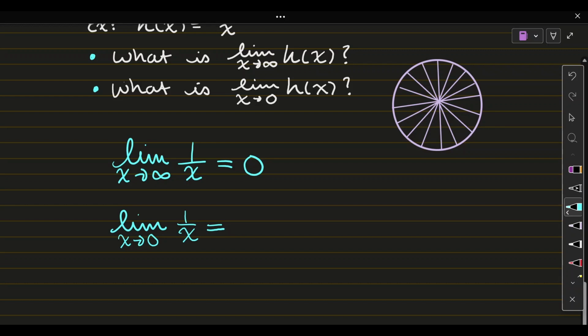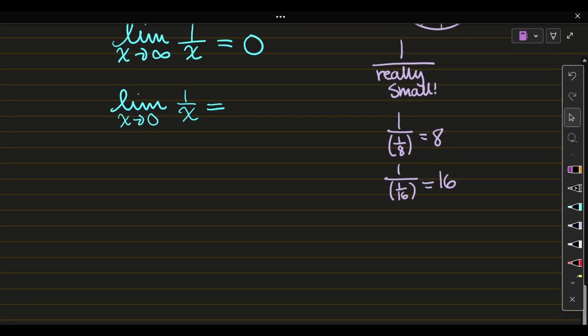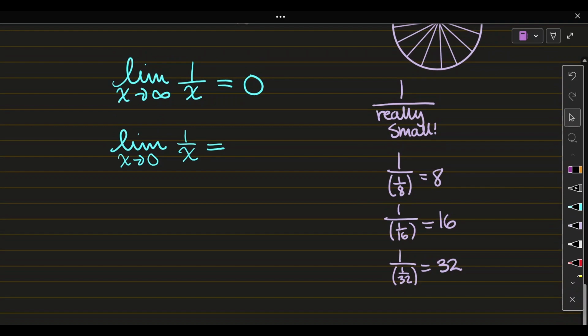Notice that as I go to 0, my x's start getting really small. So I have 1 over something really small. Let's appeal to your intuition a bit. 1/8 is really small. Think about 1 over 1/8. Well, keep, change, flip, it gives me 8. 1/16 is even smaller than 1/8. That gives me 16. What about 1/32? That's even smaller than 1/16, so I have 1 over 1/32, which gives me 32. Notice that as my denominator keeps getting smaller, I get something that's larger.